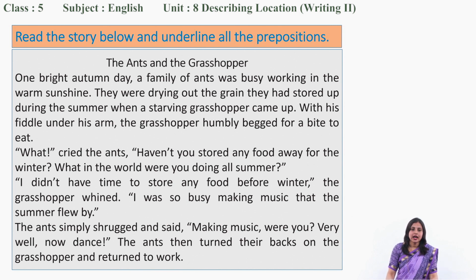Okay? The ants simply shrugged and said, "Making music, were you? Very well now. Now dance." The ants didn't help the grasshopper. They shouldn't actually help also to such lazy people. This should be totalization, isn't it? So the ant said, that when we were collecting food, you were dancing. Now also you dance. You had to do the work at that time, you were dancing. Now also you dance. You were dancing there in the music. Now keep on dancing. You haven't collected food, so stay hungry now.